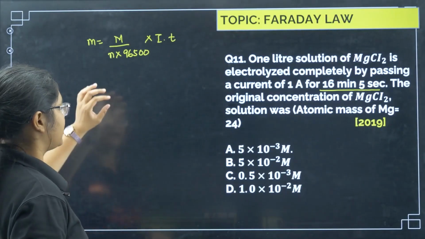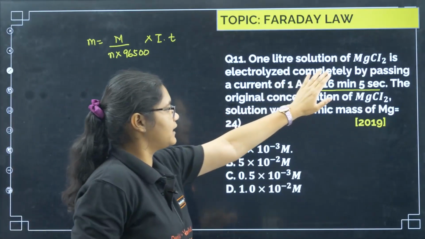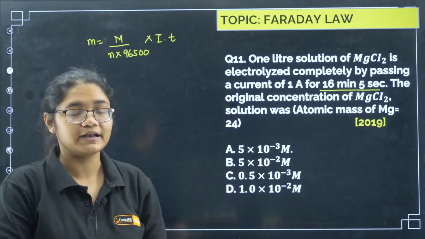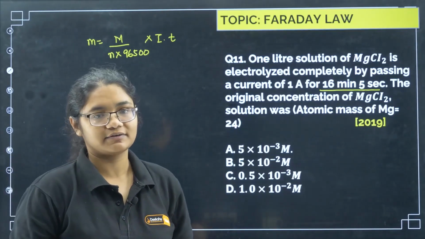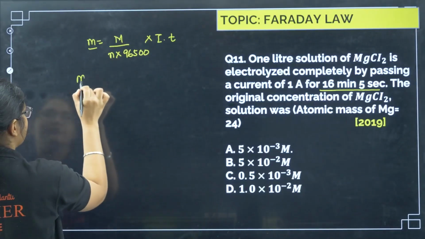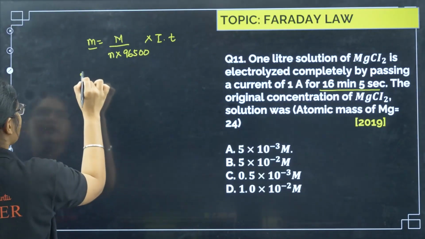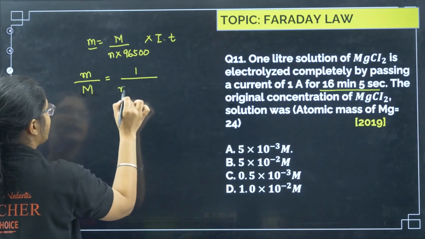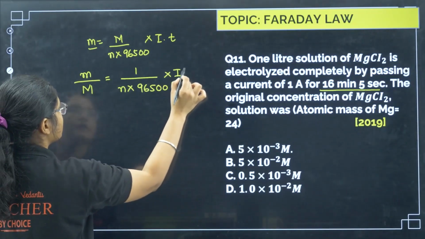Now here we have to find the number of moles. The concentration is asked, right? The volume is already 1 liter. So if I can find out the number of moles of MgCl2 present that got deposited, I can tell you the concentration that was earlier present. So how can I get number of moles? This m divided by capital M if I write. So it is like this. Small m divided by molar mass is equal to 1 by n into 96500 into I into T.